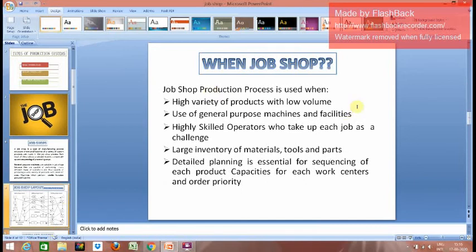And when is the job shop production process used? It is used when a high variety of products with low volume is required. It involves the use of general purpose machines and facilities, highly skilled operators who take up each job as a challenge, and a large inventory of materials, tools and parts. Detailed planning is essential for sequencing of each product and capacities. So, at that time only the job shop is required.